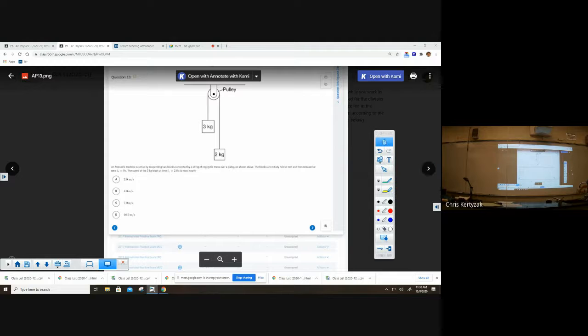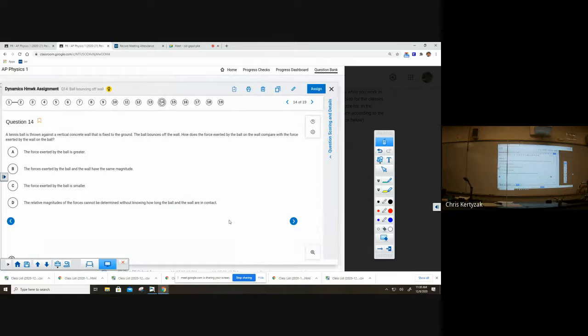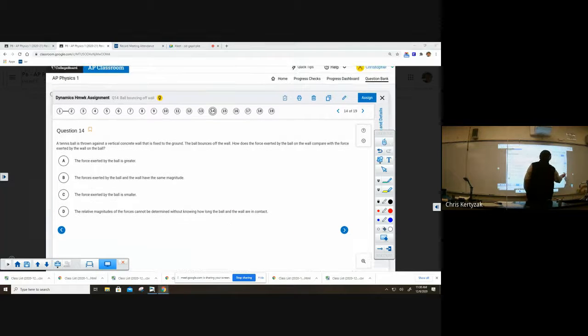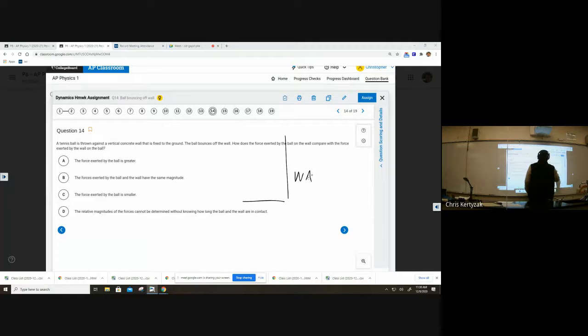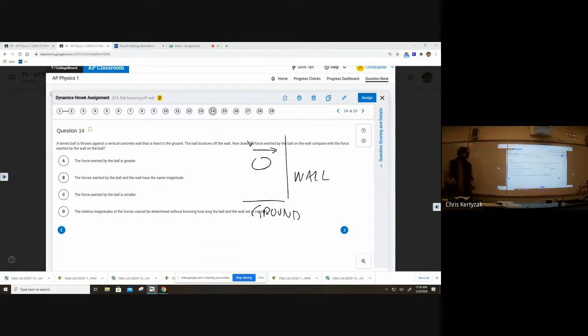What's happening here? A tennis ball is thrown against a vertical concrete wall that is fixed to the ground. So here's some wall, ground, and a ball is thrown against a wall. How does the force exerted by the ball on the wall compare to the force exerted by the wall on the ball? Remember, Newton's third law says regardless of how big or heavy these two objects are, if they interact with each other, the force will be equal, but they both feel equal amounts of force, but in opposite directions.